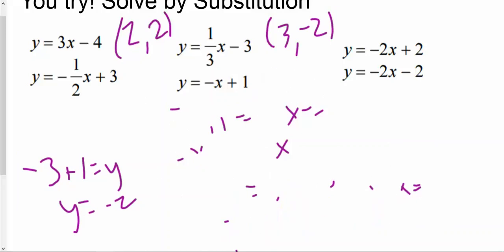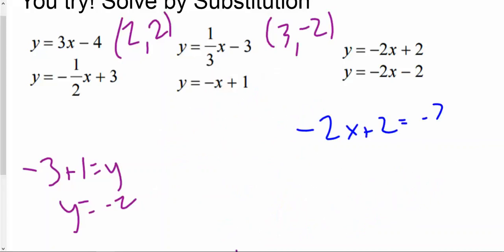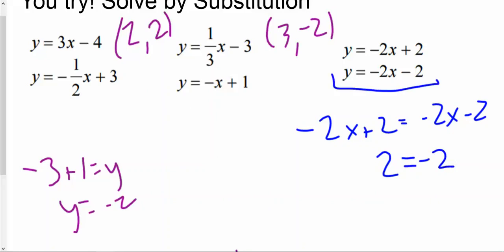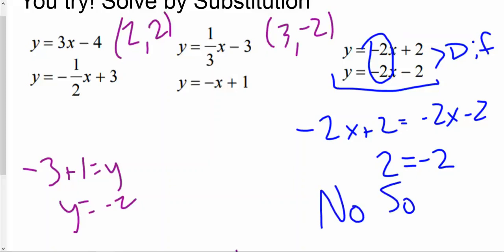And finally, with this third one, we're going to set them equal. So we get negative 2x plus 2 equals negative 2x minus 2. And we get 2 equals negative 2. Interesting. So what this means is that we have a set of parallel lines. The slope is the same, but the y-intercepts are different. This means that there is no solution. The lines will never intersect.